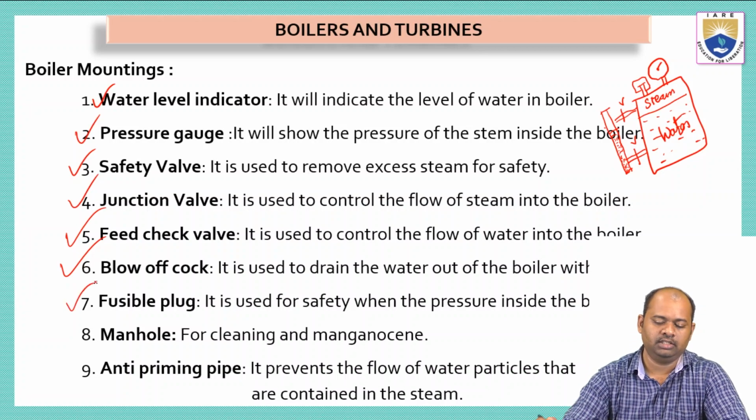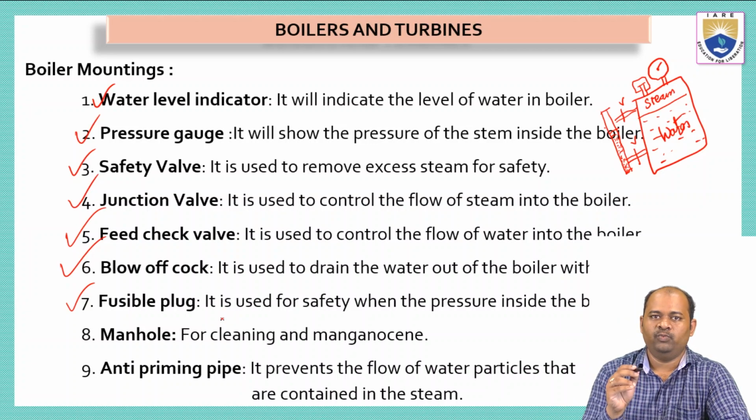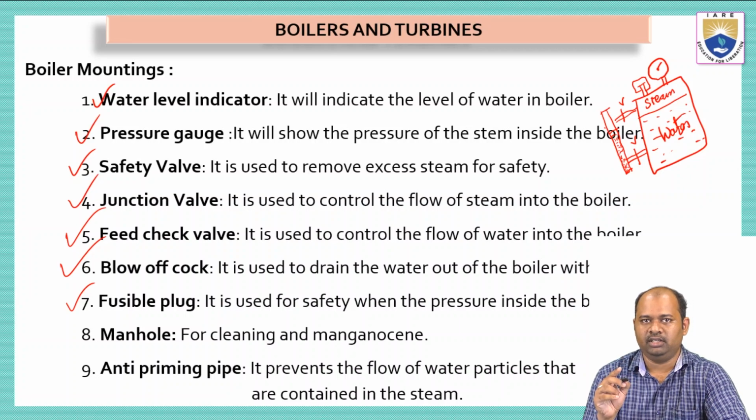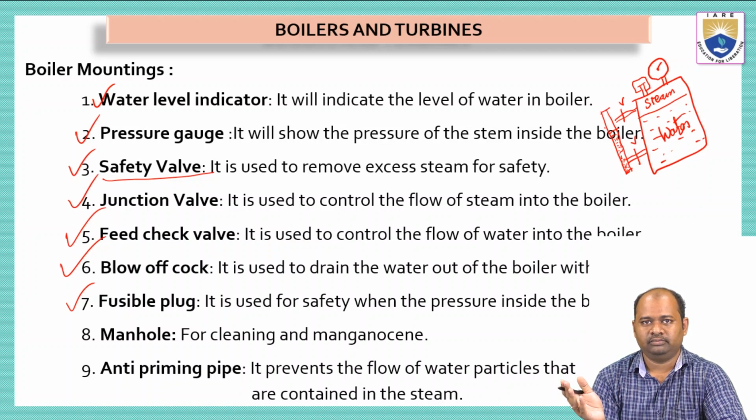And then the seventh device is the fusible plug. This fusible plug is a device which is added for the extra safety of the boiler tank. We have seen the third device, the safety valve, which is used to remove the excess steam when the steam pressure is very high. This is very similar to a pressure cooker again. If you carefully observe, domestic pressure cookers have a separate fusible plug, a separate opening on the surface of the cap.